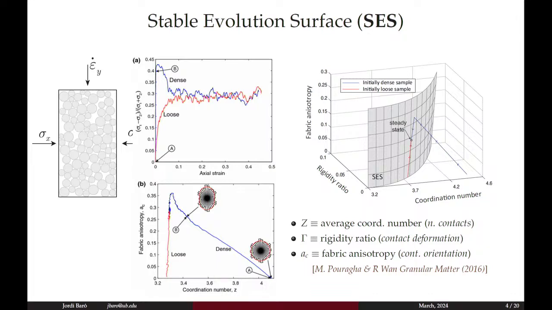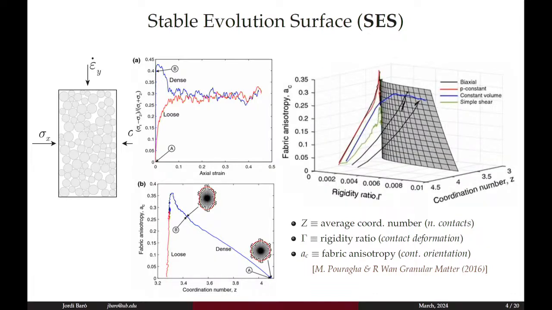In fact, by performing different kinds of mechanical tests, he observed that they all seem to evolve towards this final state, which we call a stable evolution surface or a stable evolution state. This is the idea he had in mind when he realized that we were a group working on complexity science. He addressed us and we tried to study this.